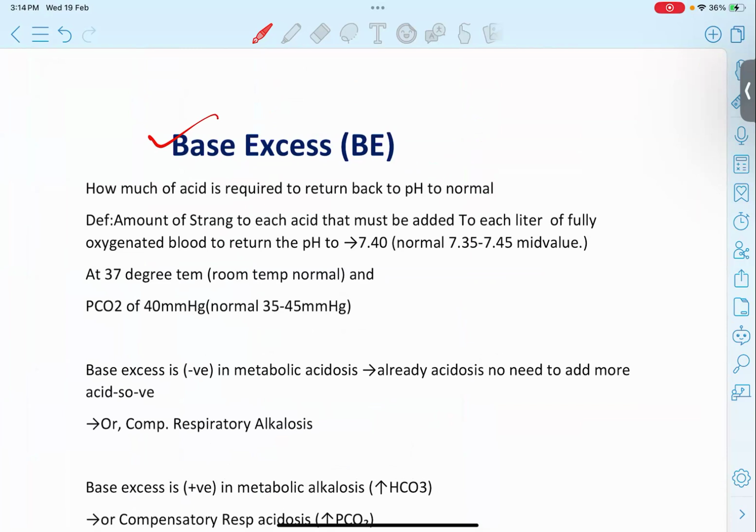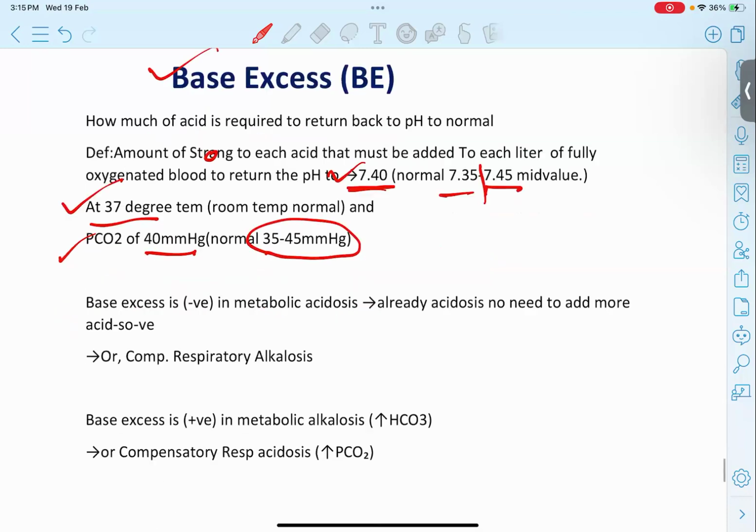So the definition is amount of strong acid that must be added to each liter of fully oxygenated blood to return the pH to normal. That is 7.40, because the range is 7.35 to 7.45, so we come in the midline, 7.40. And there are some criteria: pH has to be 7.40, temperature has to be 37 degrees, and partial pressure of carbon dioxide has to be 40, because the normal is, we know, 35 to 45 millimeter mercury, so the middle. So partial pressure of carbon dioxide has to be 40. And that gives the base excess.